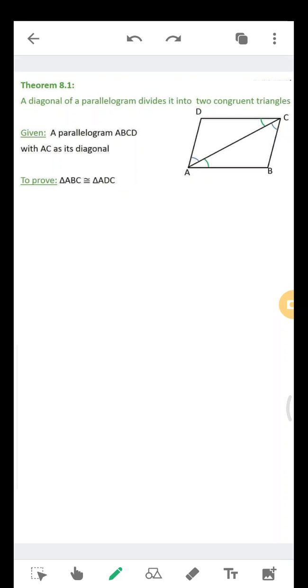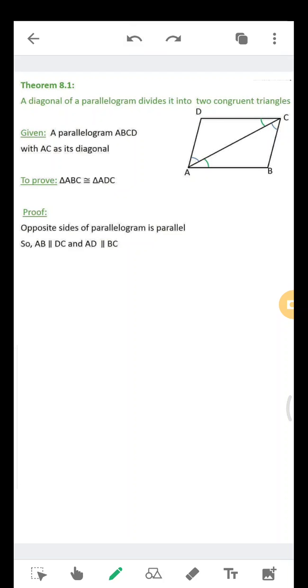Imagine you have a piece of cloth, or a cardboard sheet in parallelogram shape, and if you cut it diagonally, this diagonal will divide that sheet into two congruent parts. One will be ABC, another will be ADC. How can we prove these two triangles are congruent?